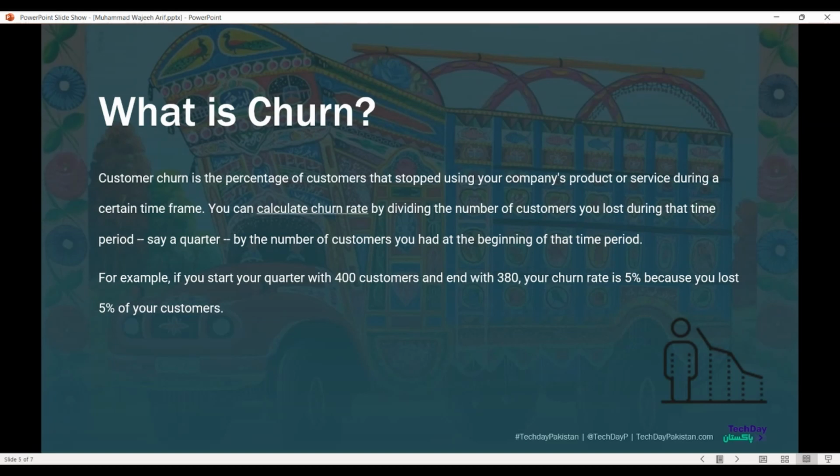If we take an example, say we start a business and reach a quarter with 400 customers and end up with 380 customers, so your churn rate is almost 5%, because you start with 400 customers and end up with 380 customers. So 400 minus 380 divided by 400, we will get 5% of our customer churn rate.